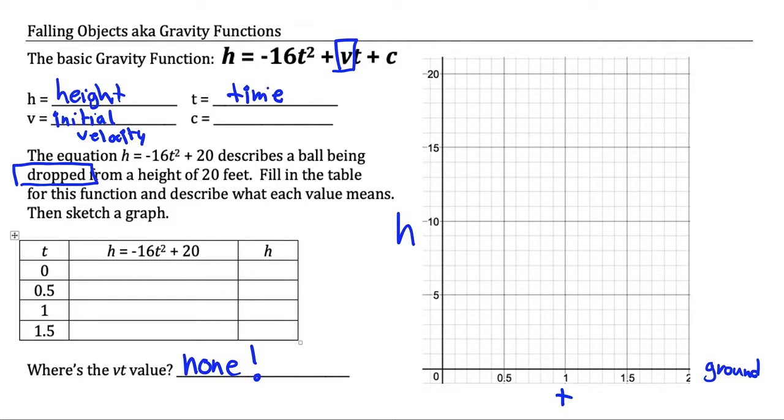The c value is the initial height. All right, that's where the ball starts falling. So that's the initial height. That's important because you need to know where something starts in order to figure out where it's going to land and all those fun things.